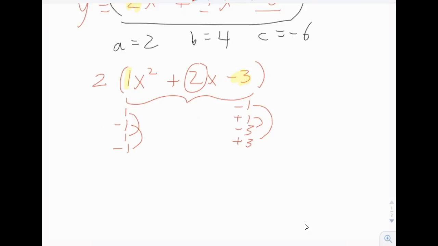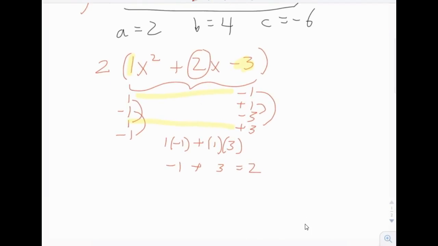So you're going to try to find, let's see, 1 times negative 1 and 1 times positive 3. And then you see if that adds up to 2. Let's see, 1 times negative 1 plus 1 times positive 3, does that add up to 2? Yeah, by coincidence it does. So now you've found the combination that you want, and you're going to write the numbers that you chose here: 1, 1, negative 1, positive 3, and you're going to write them inside parentheses like that.